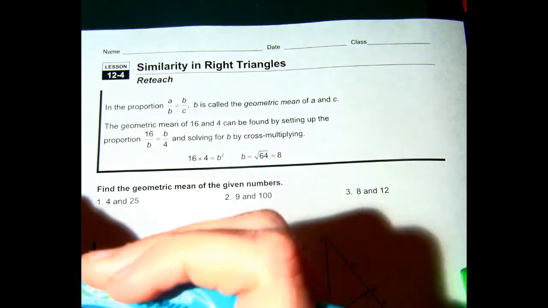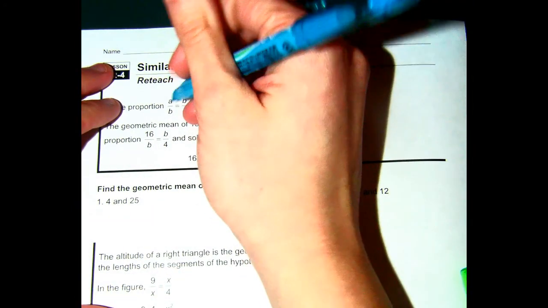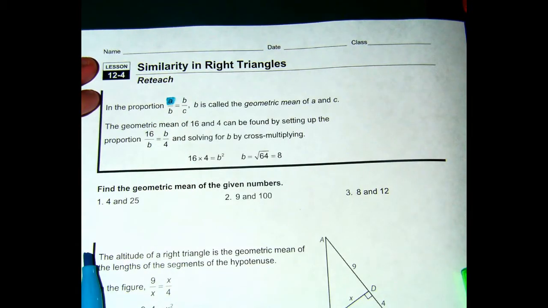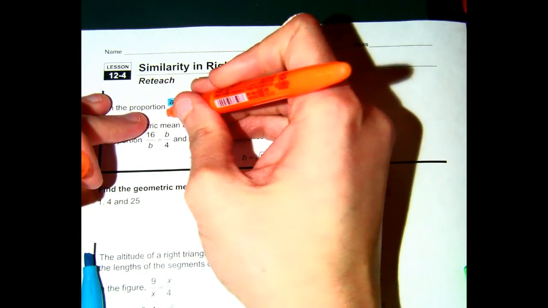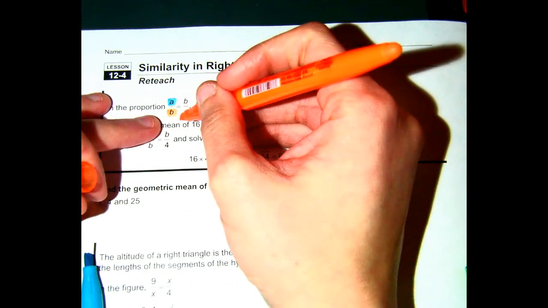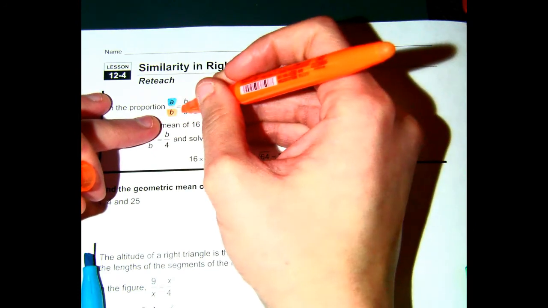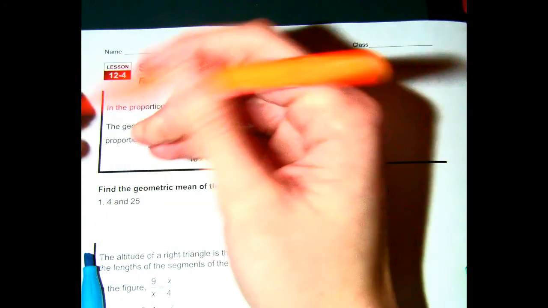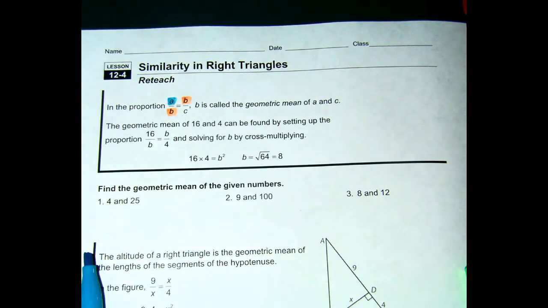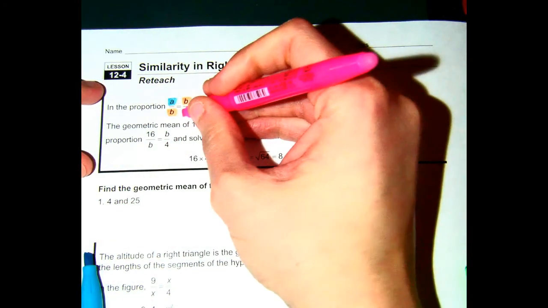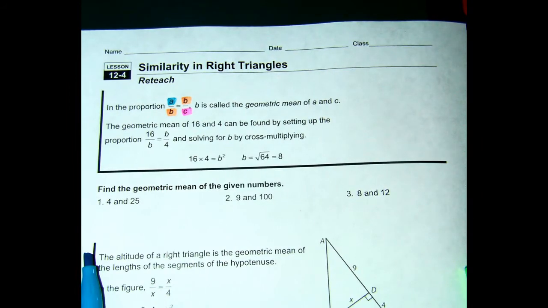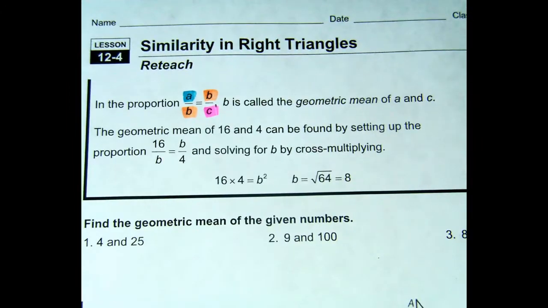So, the formula for geometric mean is we take one of the values over what we are looking for, the geometric mean, and that should be proportional to the geometric mean over the other value that we are given. This also relates to right triangles, and I'll show you how in a minute. So there is the formula we're going to use for numbers 1, 2, and 3.